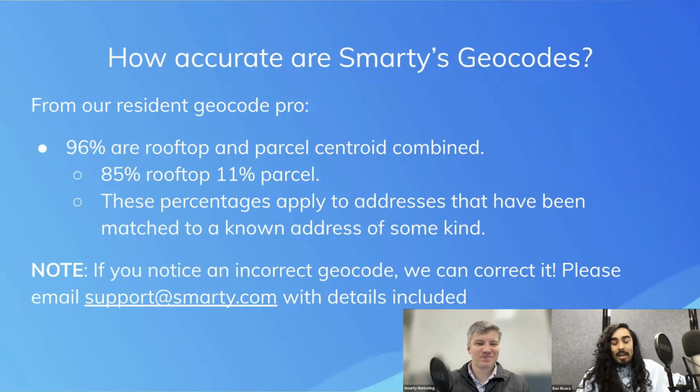Of course, as you can see at the bottom of the slide, if you do notice an incorrect geocode, you're more than welcome to email us at support@smarty.com. That's going to be my team. We have a couple of dedicated support agents who are able to correct those geocodes. Those also get pushed out with our data deployments, which is usually around the middle of the month. So if you notice that something is off, let us know. We're more than happy to fix that.